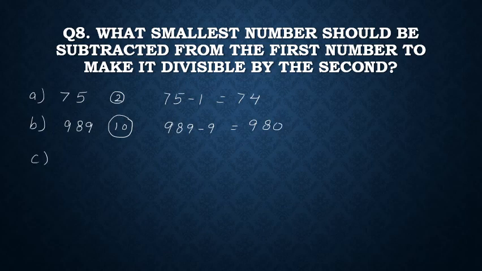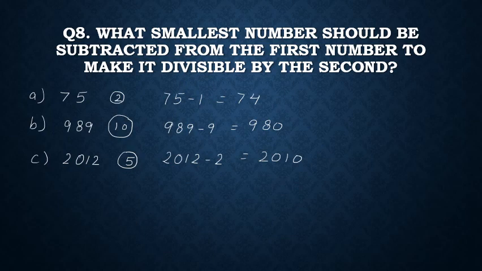The C part is 2012, and make it divisible by 5. So we need 0 or 5 at the ones place. To make it divisible by 5, we are going to subtract 2 from it. So it will become 2010. Now this number is divisible by 5.